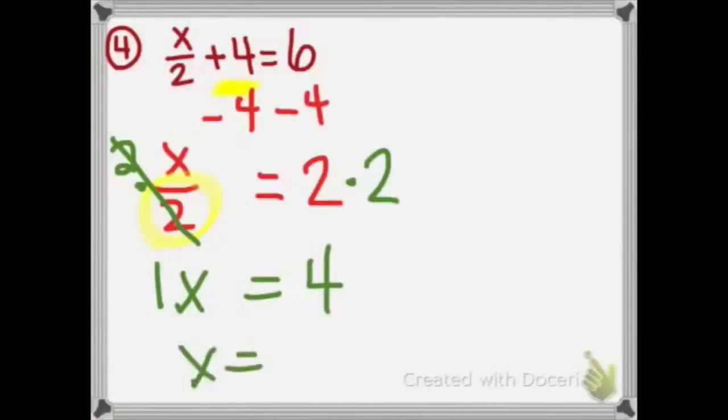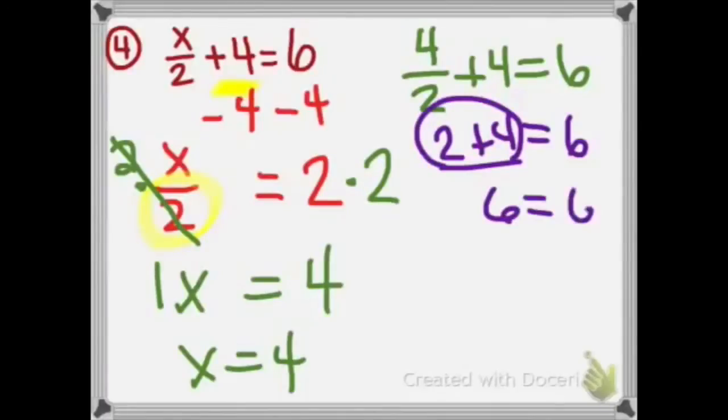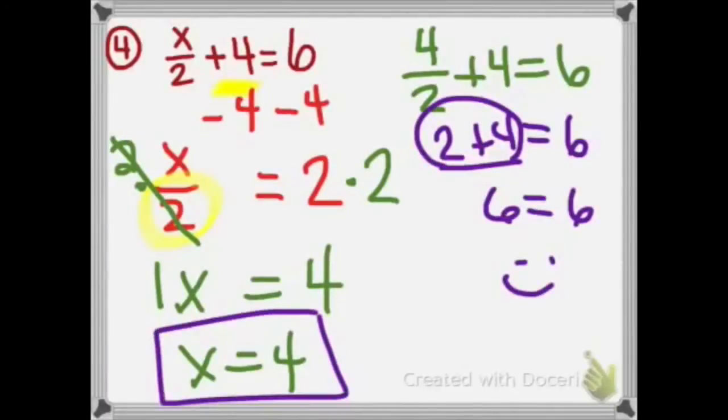So x equals 4. And if you don't believe it, you would go and do a check. So you would say 4 divided by 2 plus 4 equals 6. And then we're going to see if that's true. So 4 divided by 2 is 2 plus 4 equals 6. And 2 plus 4 is going to give us 6 equals 6. So that's right. Our answer is x equals 4.